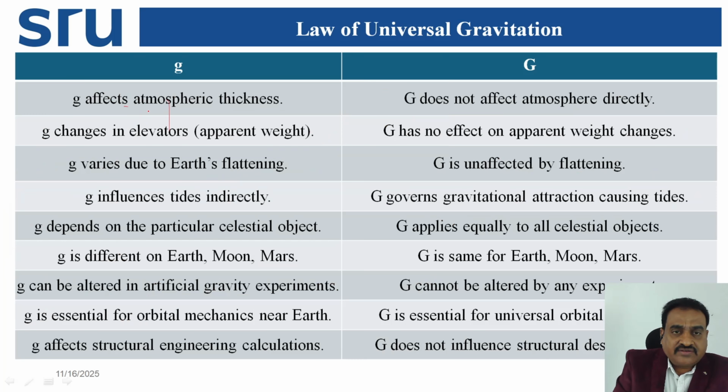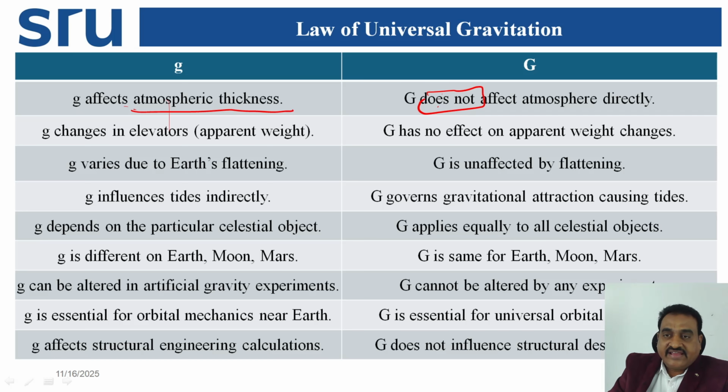So you see here, the small g affects the atmospheric thickness. Capital G does not affect the atmosphere directly. Small g value changes in elevators with the apparent weight. G has no effect on apparent weight changes.